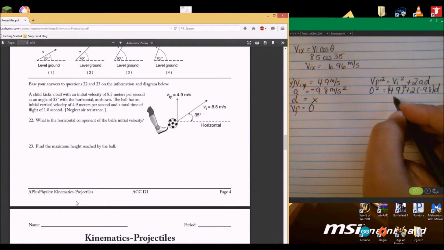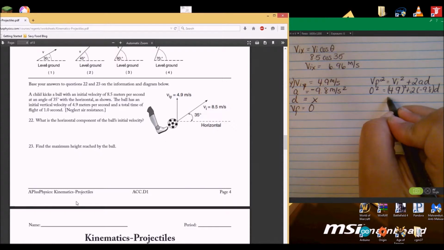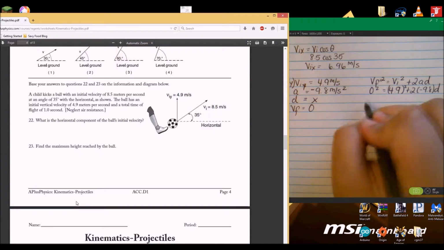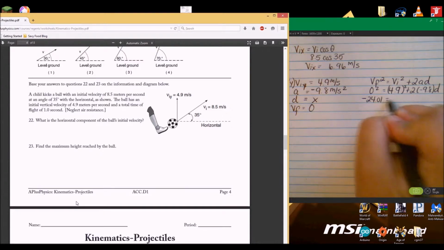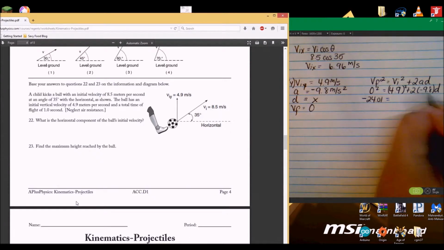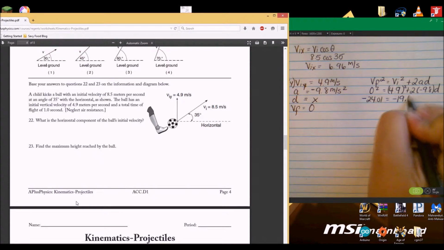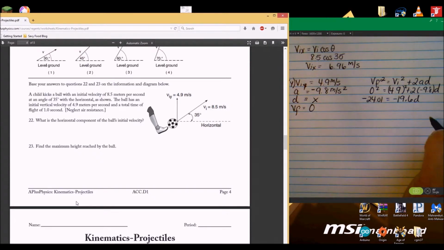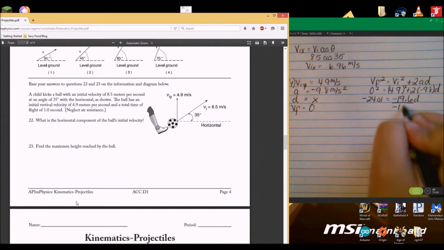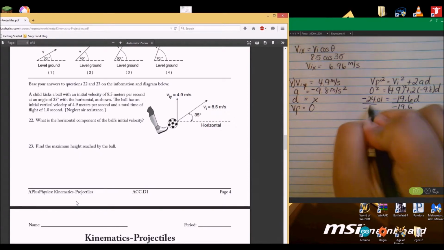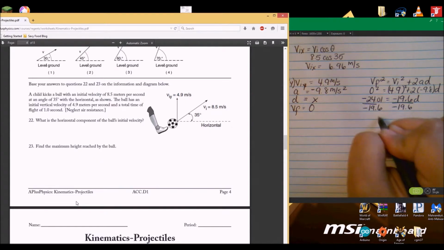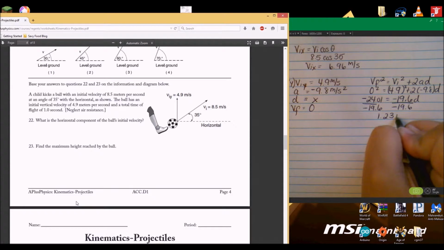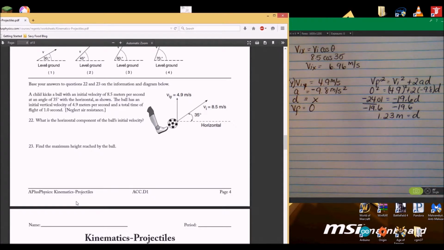4.9 squared is 24.01, and we're going to move that over to the opposite side of the equal sign, which is going to be negative 24.01, which is equal to 2 times negative 9.8, which is negative 19.6 d. We're going to divide each side by 19.6, and that's going to leave us with 1.23 meters for your distance.